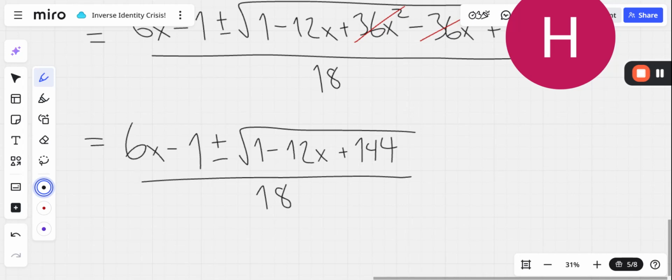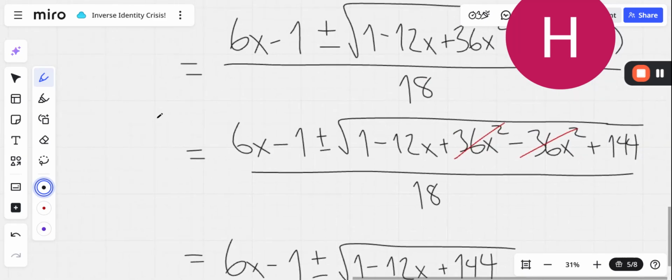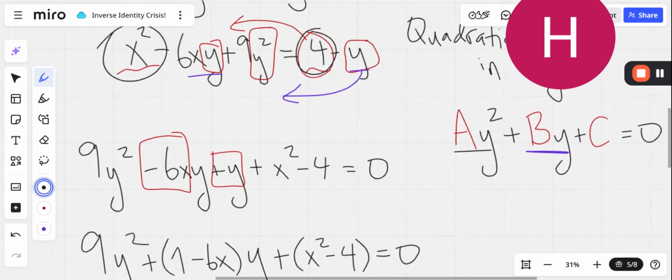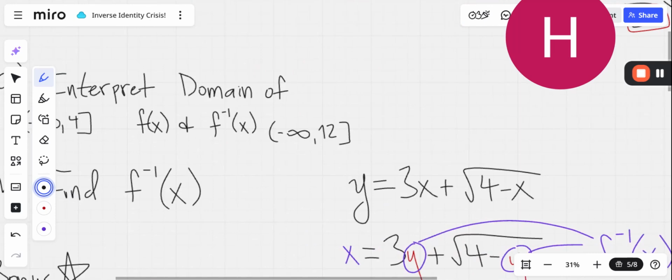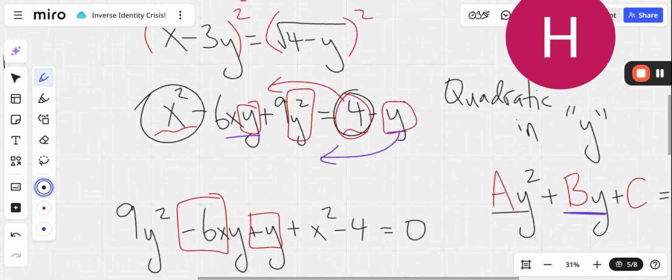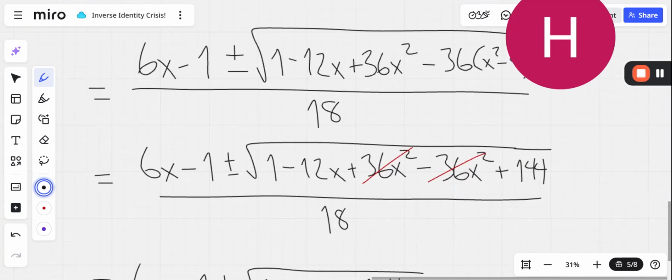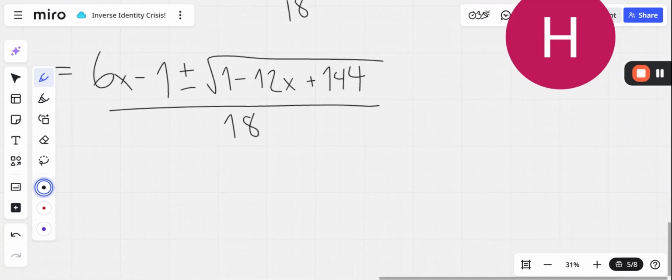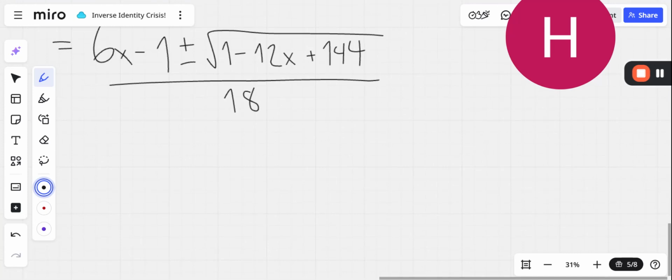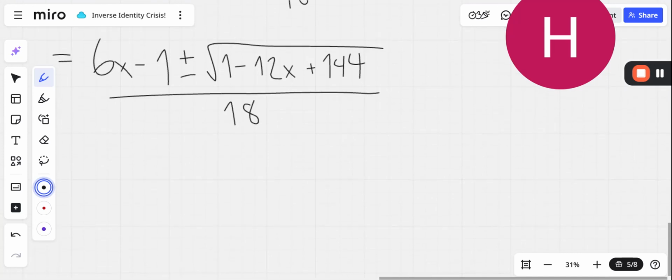Interesting. The question is, are we going to use plus or are we going to use minus? Well, here's something that we need to keep in mind here. Of course, we can only use one of them. What we need to keep in mind is the domain of the inverse. The inverse needs to be less than 12. Anything less than 12. So let's see what happens if we plug in something which is less than 12, right?